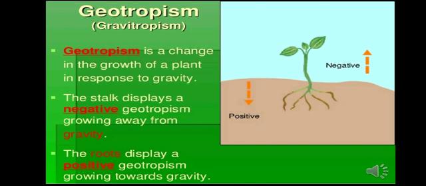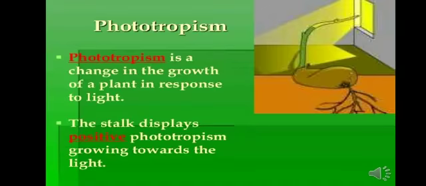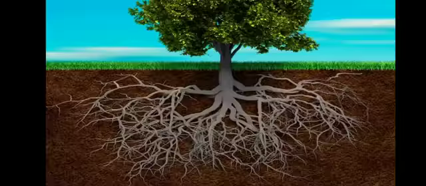Isn't it? Okay. Likewise, every tropism has got positive as well as negative. If a plant part is responding towards a touch, it is positive thigmotropism. Likewise, if the same plant part is moving away from the touch, it is negative thigmotropism. I showed you a Mimosa pudica plant in the starting, isn't it?